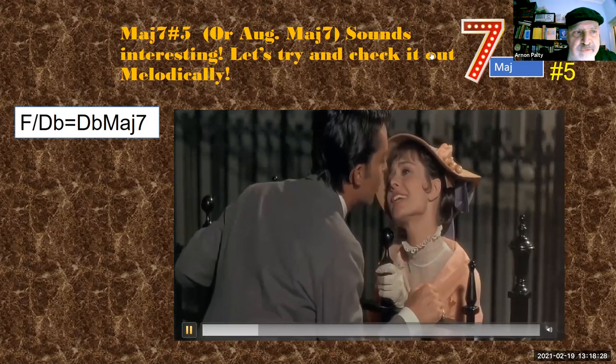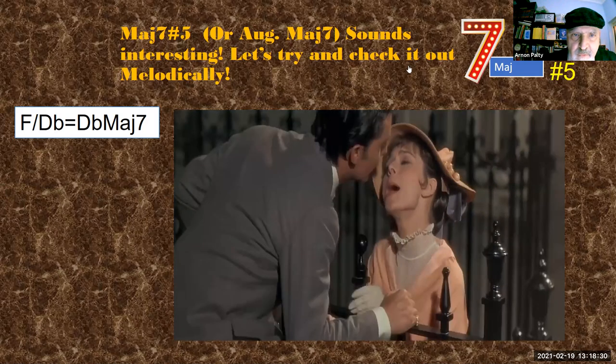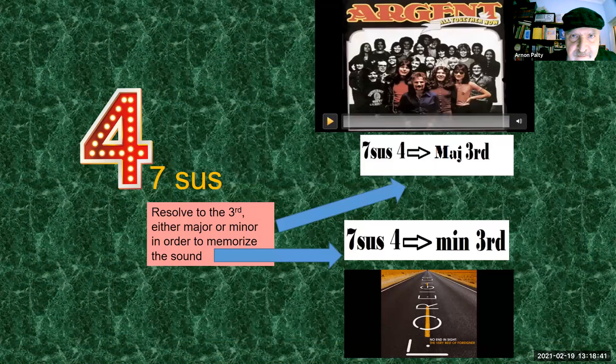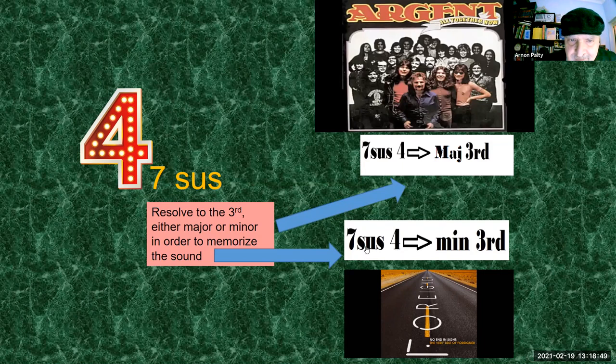Okay, sus chords. We have seven sus four goes to major. We all know and love this piece. Okay, that's Urgent, Hold Your Head Up. And then another one that you like, which would give us seven sus four goes to minor.